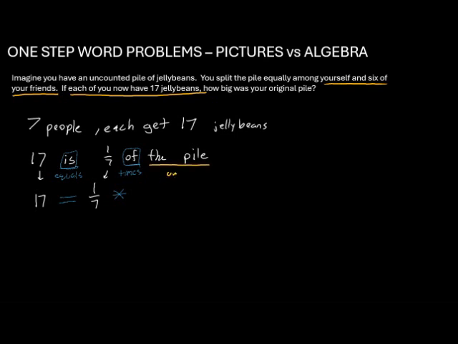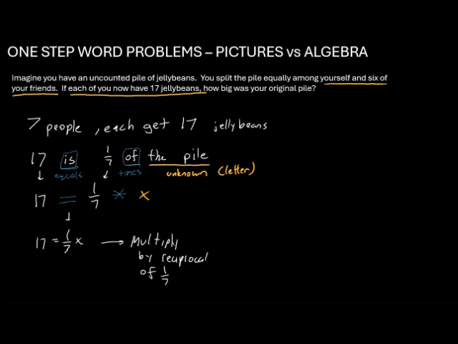The pile here is unknown because we haven't drawn a picture of it yet. So we'll use a letter to represent that. I'll just use the letter X again. So now our equation is 17 equals 1/7 X. Now, since I have a fraction next to a letter, I will multiply by the reciprocal of that fraction. The reciprocal of 1/7 will just be the reversed version of that, and that's 7/1.